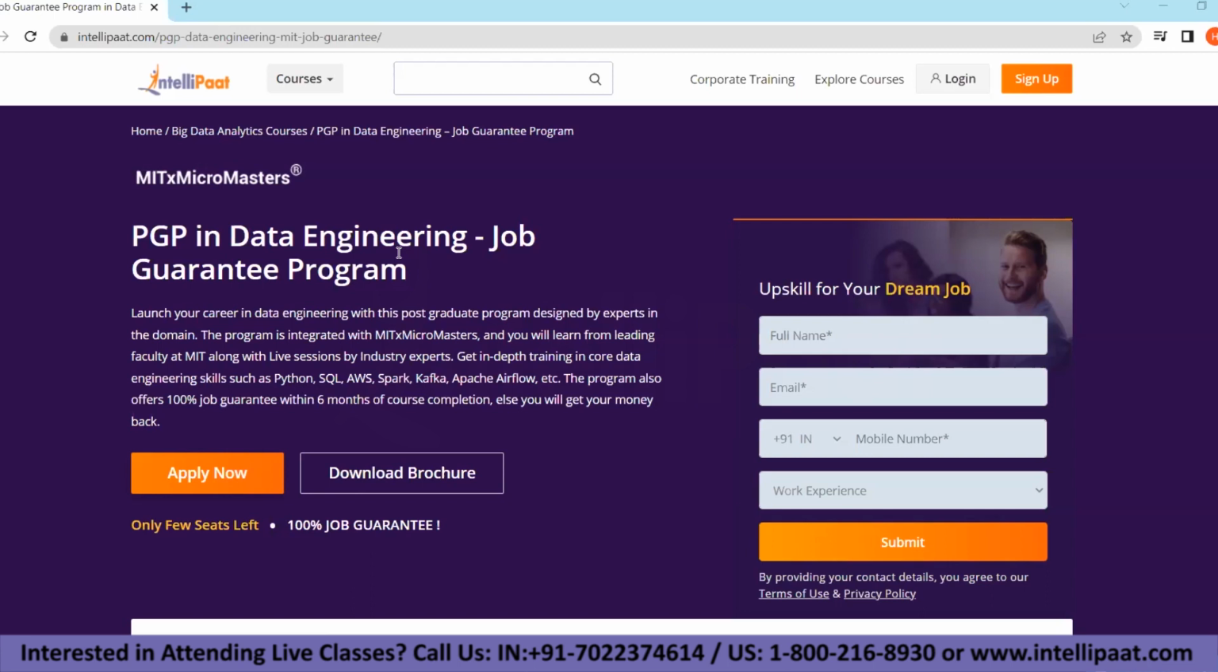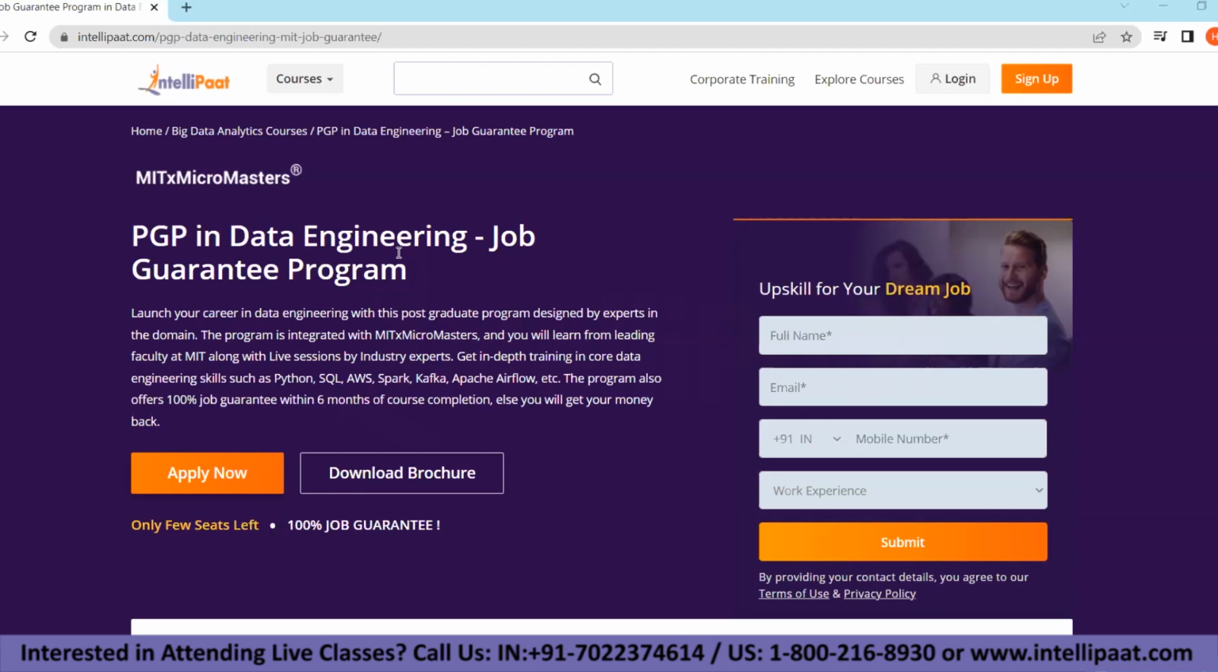Okay, now let's talk about this course. The name of the course is PGP in data engineering job guarantee program. I'm sure the name itself sounds very attractive, but the job guarantee that we provide is only for people who are freshers and people who come with 0 to 3 years of experience.